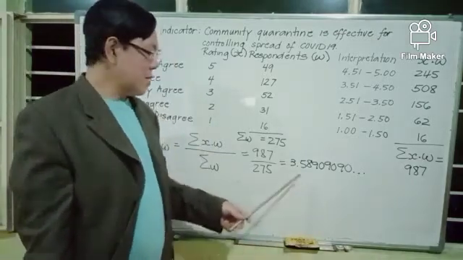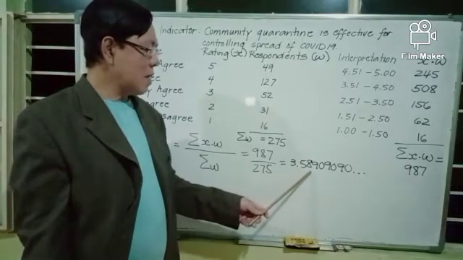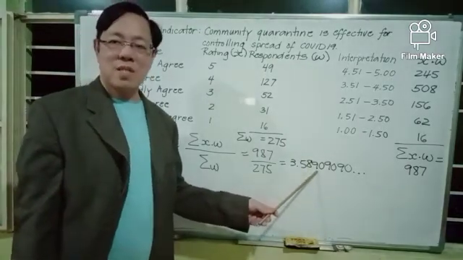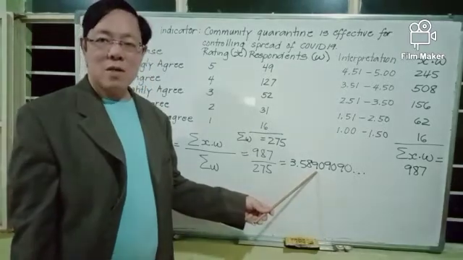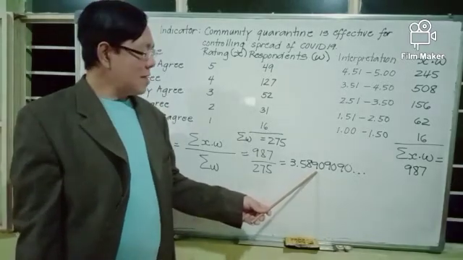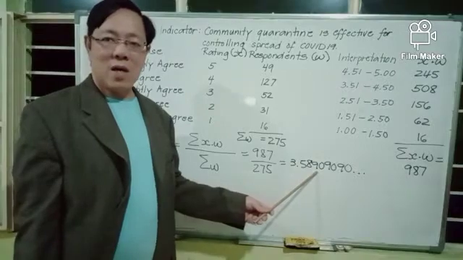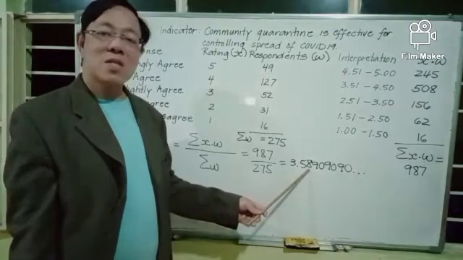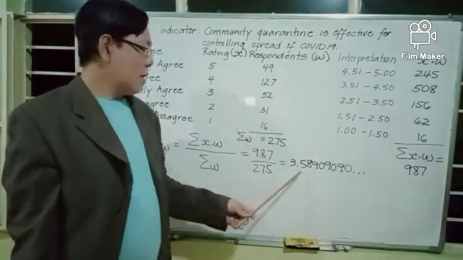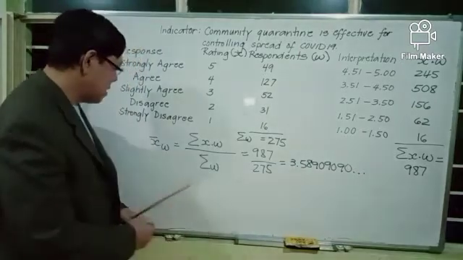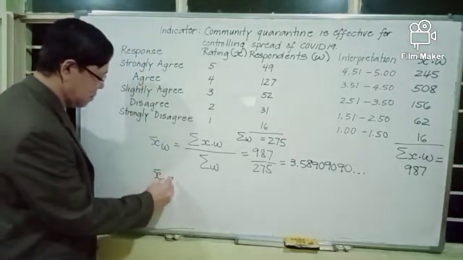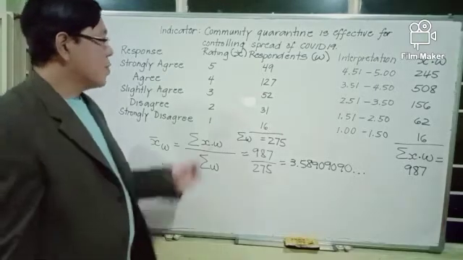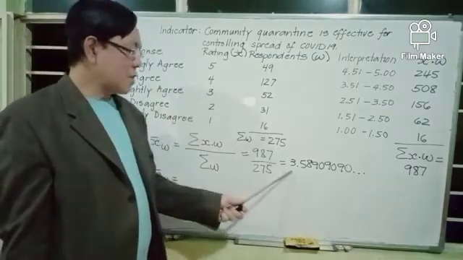Hence, after the decimal point, you count 3, and the third digit after the decimal point is the one to be rounded off. And that number to be rounded off is 9. Since 9 is more than 5, we add 1 to the preceding digit, 8. And so the weighted mean for this particular indicator is 3.59.